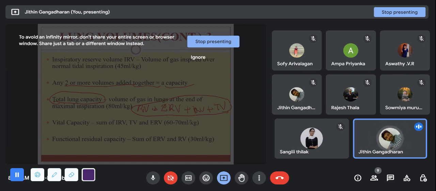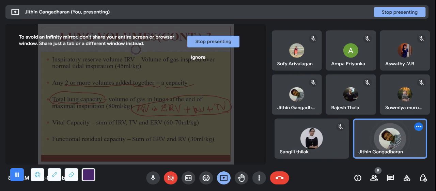Okay, next is your vital capacity. So vital capacity means it is the air forcefully expired after forceful inspiration. So when you take the maximum air inside and then you expire the maximum air outside, that is your vital capacity, which means it's the maximum you can inspire and the maximum you can expire.